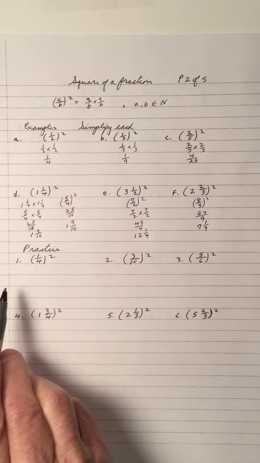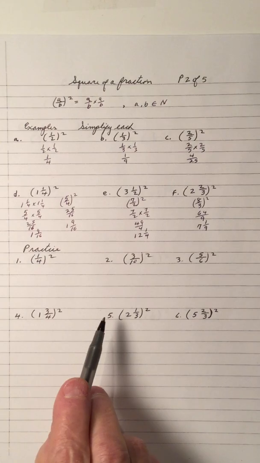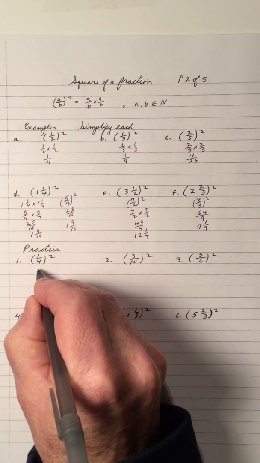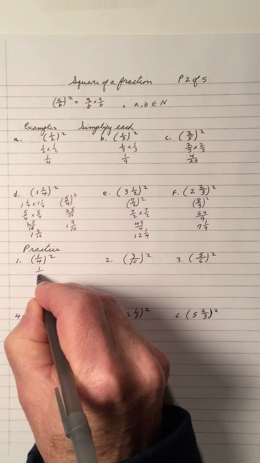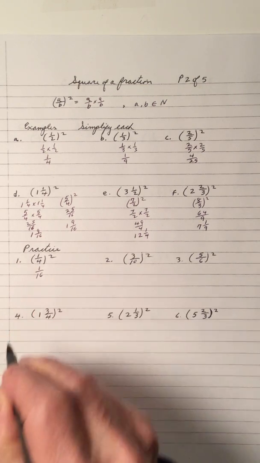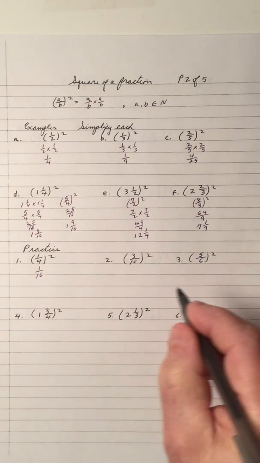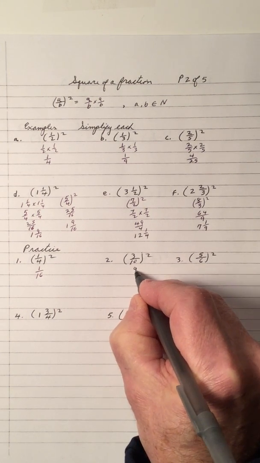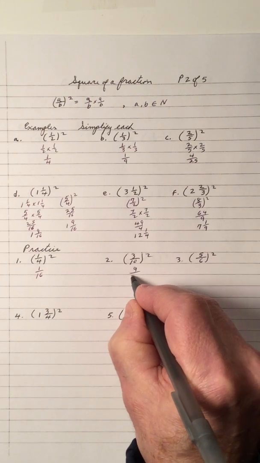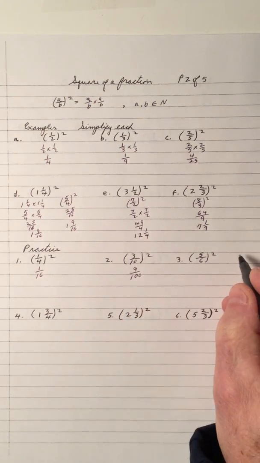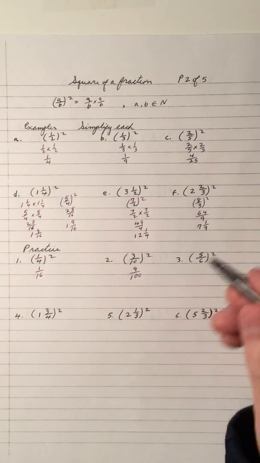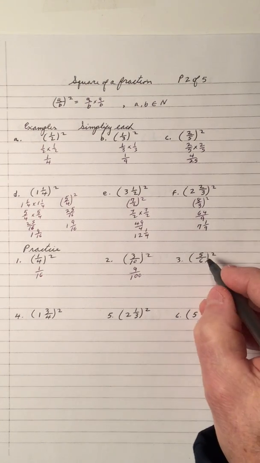Practice means pause the video, work these out, and then press play and see if you're right. 1 squared is 1, 4 squared is 16. So just taking a shortcut now. 3 over 10 squared, 3 squared, 3 times 3 is 9. 10 times 10 is 100. So that's quicker. Remember, when you're doing math and you're using your pencil, you like to work things out fast.